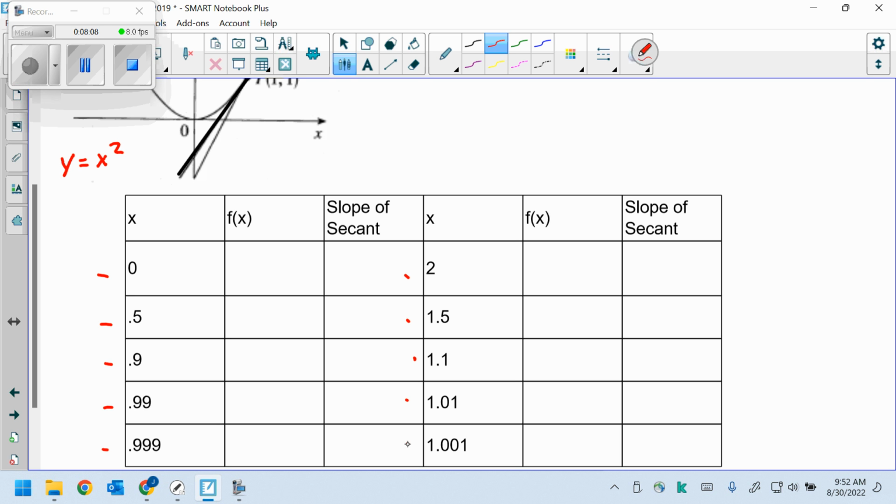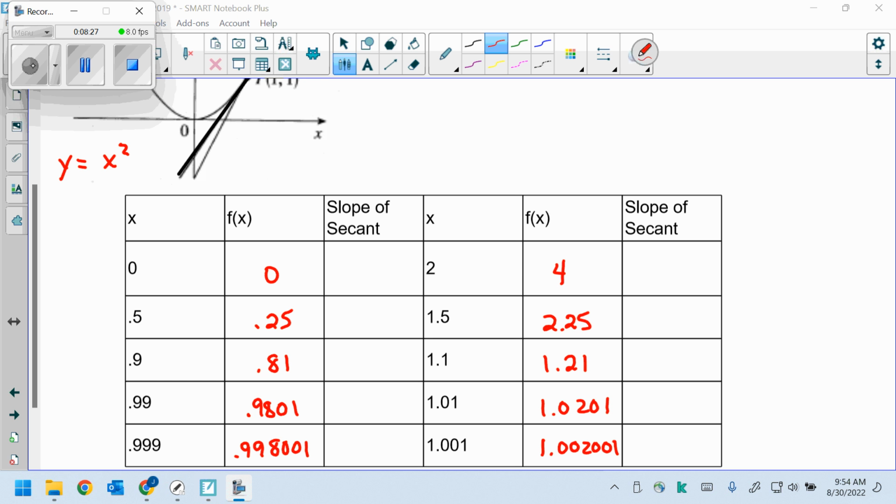Let's figure out what these y values are. Okay? So, you take a calculator, realizing that y is x squared, just square the x's and put those values in the y column. And then we'll come back. All right. These are the y values I got when I squared those x's.